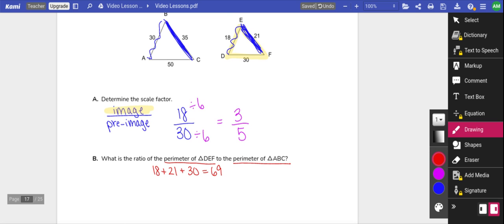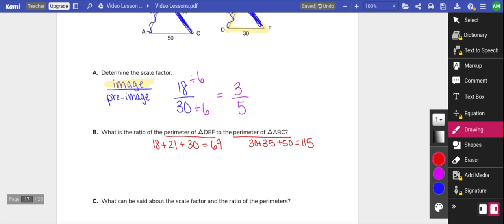If I need to find the perimeter of ABC, I would add up those sides, and I get 115. So the ratio of the perimeters is 69 to 115. Now, I don't know about you, but I don't really know the factors of 69 and 115 very well. So you could divide this in steps to get this into a reduced form, or you could use your calculator to help you.